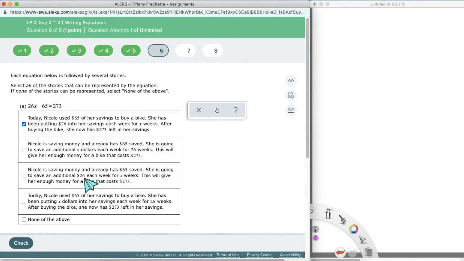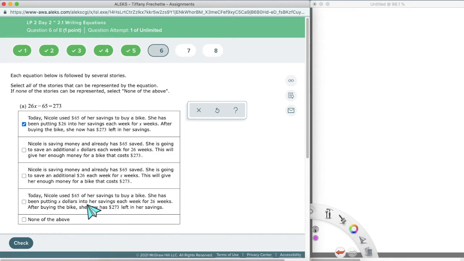Nicole is saving money and she already has $65 saved. Well, again, that doesn't necessarily work, does it? Because this means that she'd be adding what she's saving per week to that 65. So let's go to the next one.